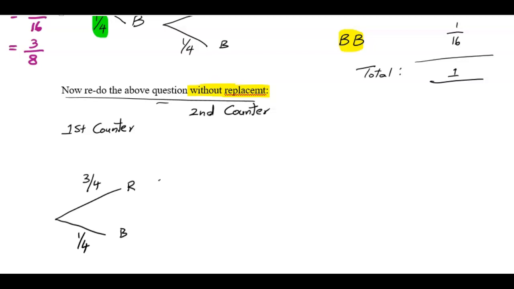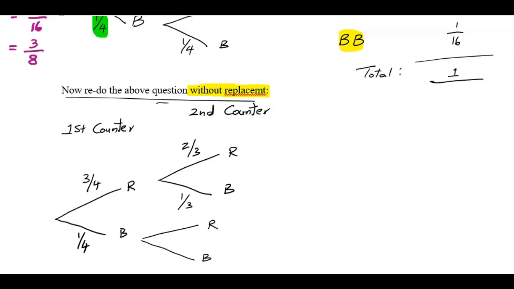So if the first one was a red, how many reds do I still have left? I still have 2 reds out of the 3 that are left. So 2 out of 3, and then the blue one's going to be 1 out of 3 for the second part of the experiment. Now, if the first counter was a blue one, right?